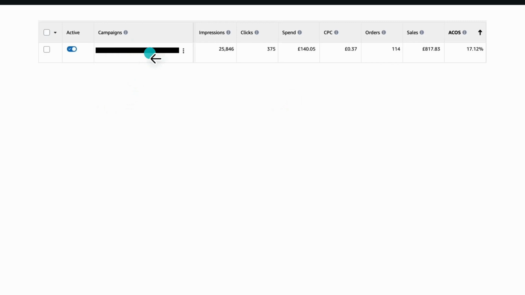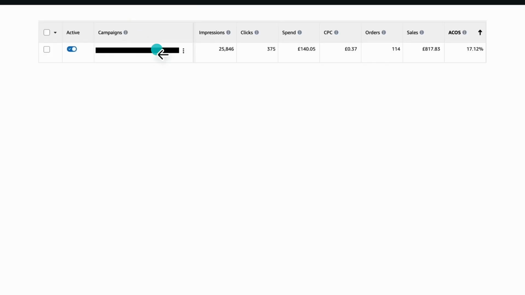Now, the reason why this is blurred out again is because it's the name of the campaign. It will actually give away the name of one of my books. And again, unfortunately, people just go ahead and copy my books, which I don't want. So that's why this is blurred out. But I'm going to be focusing specifically on each of these individual metrics.